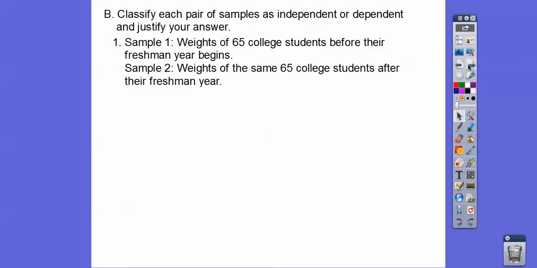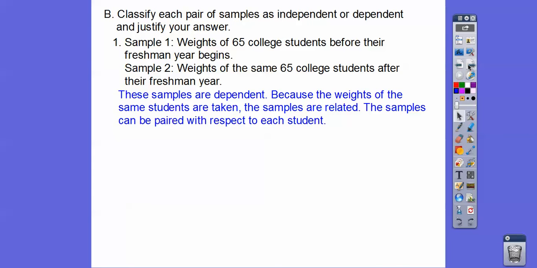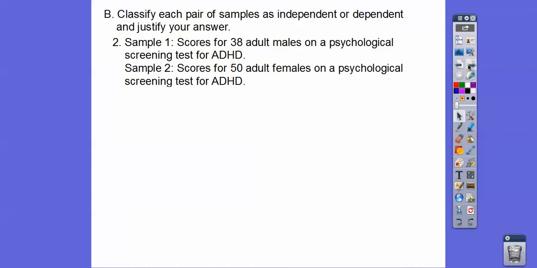So here we go. The weights of 65 college students before their freshman year and the weights of the same 65 college students after their freshman year. Well, that one's totally dependent because the weights are of the same students, they're related, and you can pair them up. How about this one here?